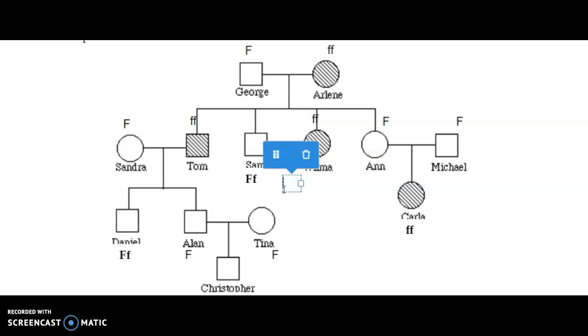Okay, so see if we can figure out anything else from here. Well, we have Arlene, who's little f, little f. And then we have George, who is showing the dominant trait, big F question mark. So this, again, is a test cross. We have a recessive parent and a dominant parent that we need to know: are they heterozygous or homozygous? Well, they have some children with the trait and some children without the trait. So again, we have some and some.